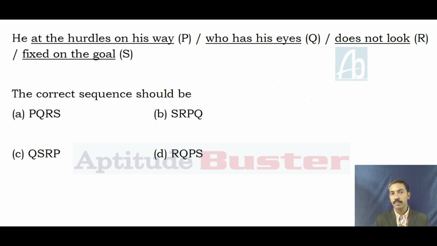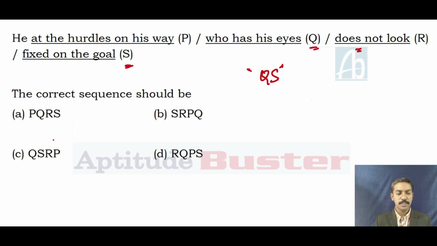So what to do while you deal with these sort of challenging sentence structure questions? I'll give you a clue which I emphasized earlier: trying to gather clues from the segments. Here we can easily say Q, S must make a sequence. Who has his eyes fixed on the goal? That must be the sequence. If you have a doubt, why not "eyes does"? Eyes does is not the proper form. Eyes is plural, the verb should be "do"; it cannot be "does". So the right sequence is QS.